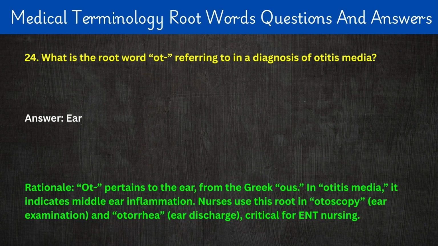24. What is the root word oto- referring to in a diagnosis of otitis media? Answer: ear. Rationale: Oto- pertains to the ear, from the Greek ous. In otitis media, it indicates middle ear inflammation. Nurses use this root in otoscopy, ear examination, and otorrhea, ear discharge, critical for ENT nursing.